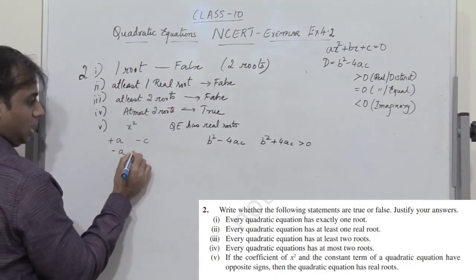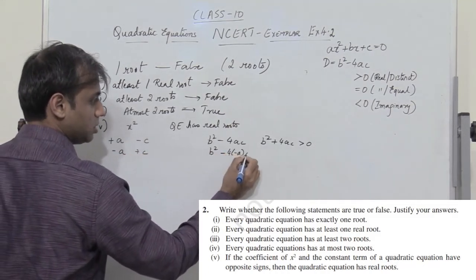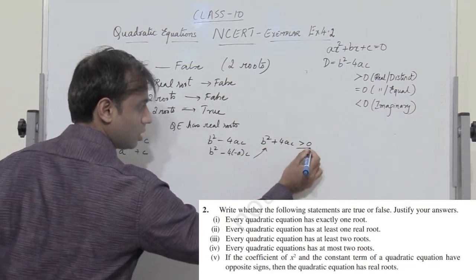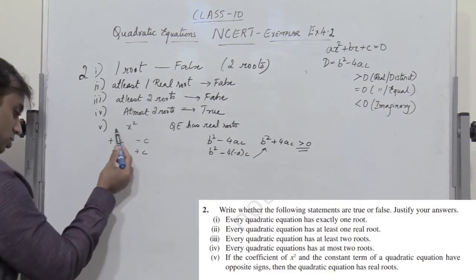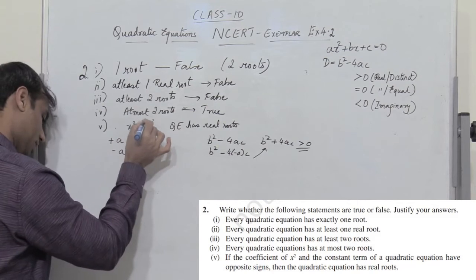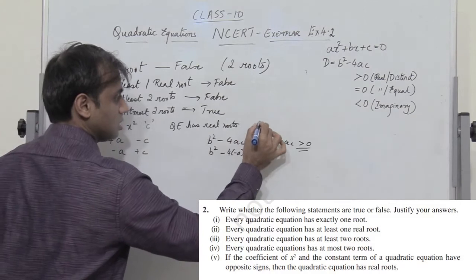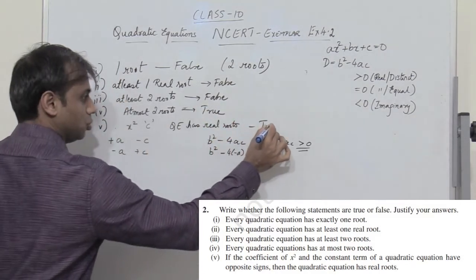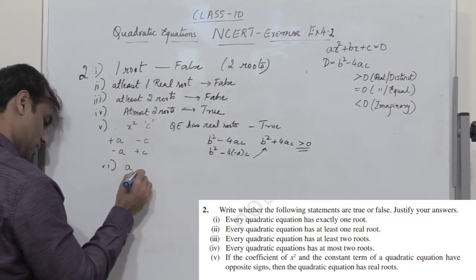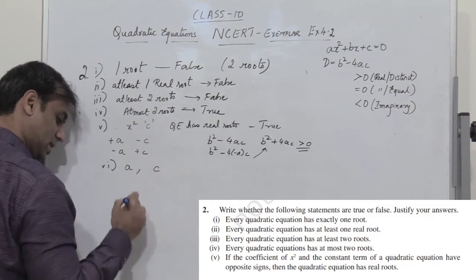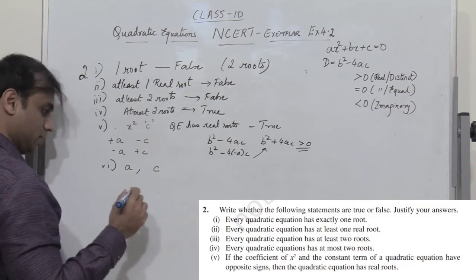Now if you have minus a and plus c, again you get b square minus 4 into minus a into c, which is b square plus 4ac, which is greater than 0. So you would get real and distinct roots. So if the coefficient of x square and the constant term c have opposite signs, then the quadratic equation has real roots, which is a true statement. So this is true. Sixth one, if the coefficient of x square, which is a, and the constant term c have the same sign, then the quadratic equation has no real roots.